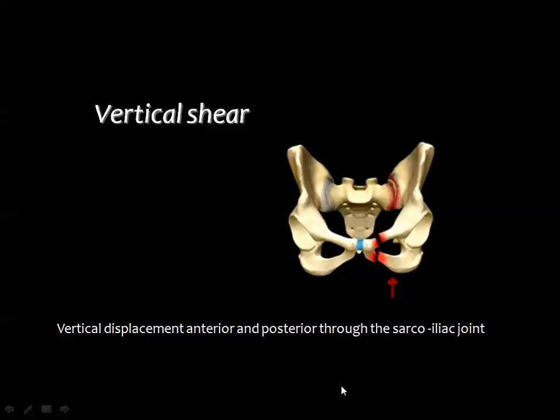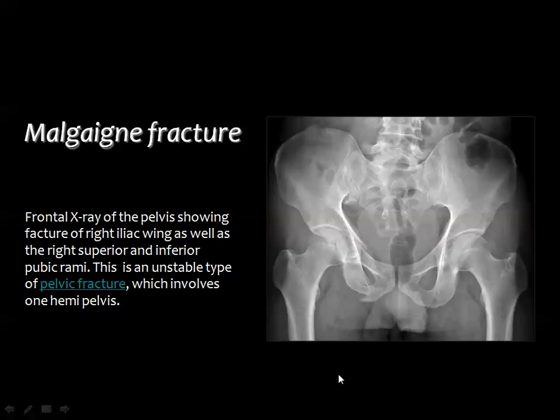And the vertical shear fracture, which is a very bad fracture, you see fractures of the pubic rami with disruption of the sacroiliac joint with a very high risk of bleeding in this particular type of fracture. And you can appreciate this fracture by identifying fracture of the superior and inferior pubic rami as well as fracture in the ipsilateral pubic bone.